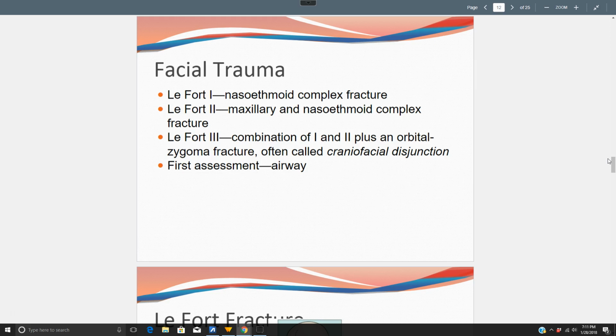And you can see where the Lefort 3 is a combination of 1 and 2 plus an orbital zygoma fracture, often called craniofacial dysfunction, which really means that the midface has actually no connection to the skull. So you can imagine how serious this type of injury is. Another concern, any type of injury to the face, again, assessing for any type of skull fractures.